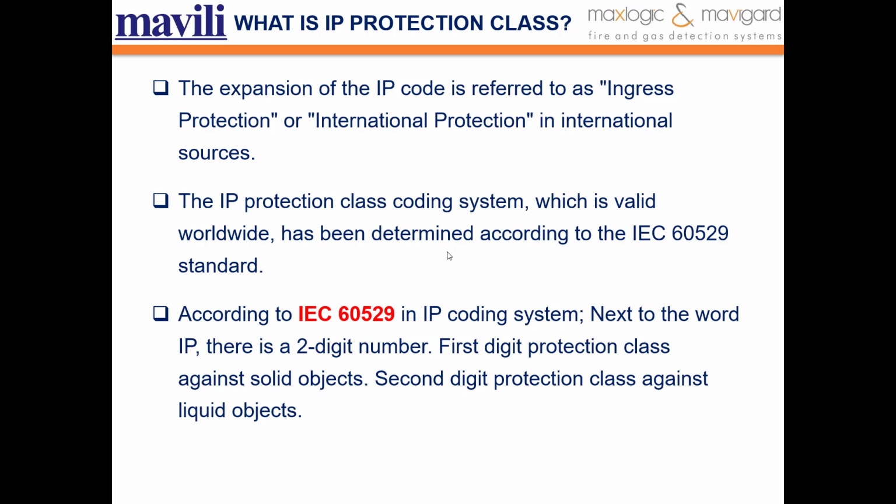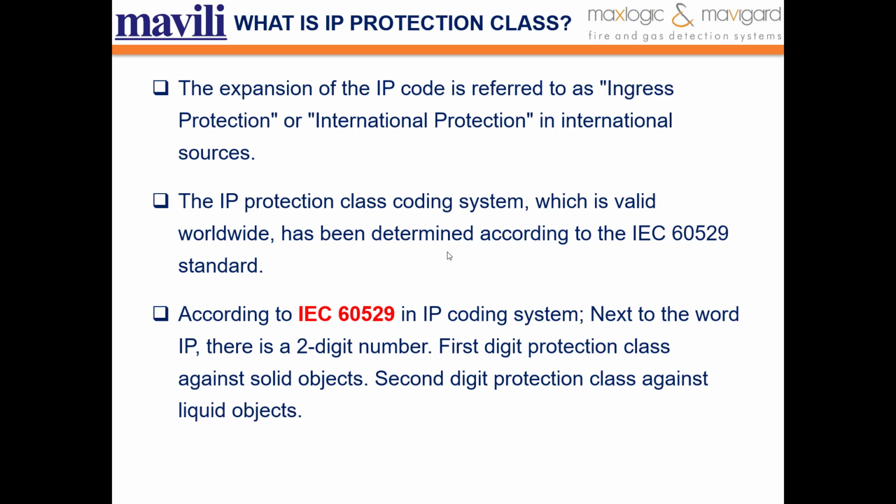So what is the IP protection class? The expansion of the IP code is referred to as ingress protection or international protection in international sources. The IP protection class coding system, which is valid worldwide, has been determined according to the IEC 60529 standard.